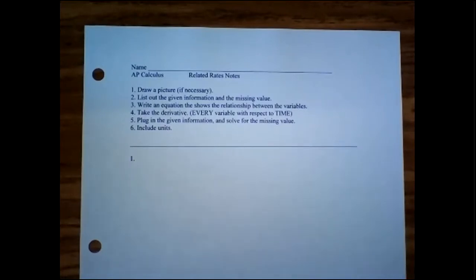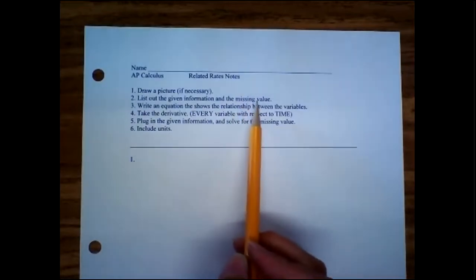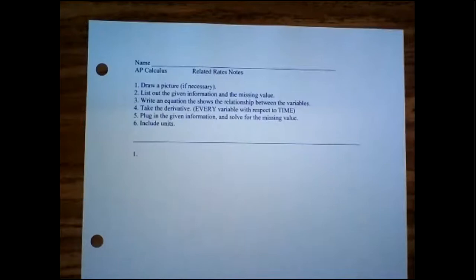So here are the directions. You're going to draw a picture if necessary. Sometimes it's just about a circle and you don't need to draw a circle, but most of the time you'll have to draw a picture. List out the given information and the missing value. I call that the question mark value. And I always say, write yourself a note whether it should be positive or negative. If a distance is increasing, you'll have a positive rate. If something is lessening, you'll have a negative rate.